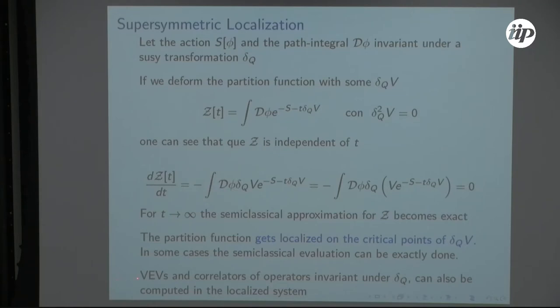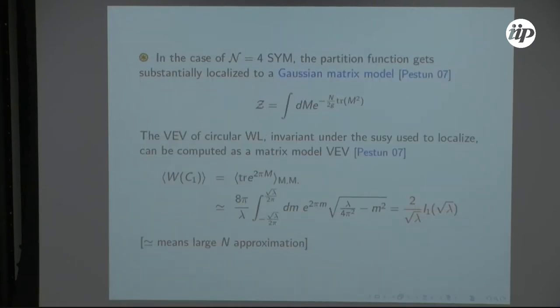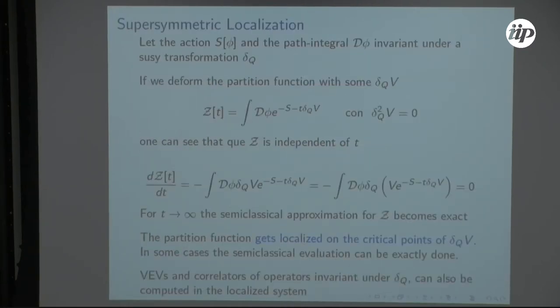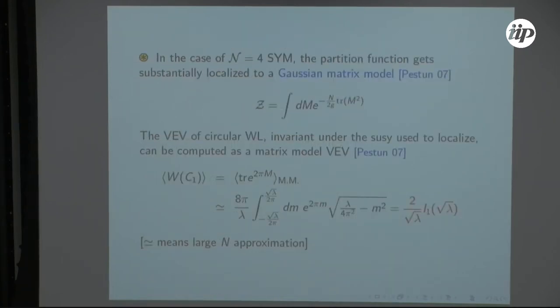Another thing I wanted to say is that here I was talking about supersymmetry of your theory, but it might be that you have operators in your theory that are invariant under the supersymmetry you use to localize, and those objects can also be computed in the localized theory. As I said, in general this could be useful or not very useful. It depends on how simple your localized action is.